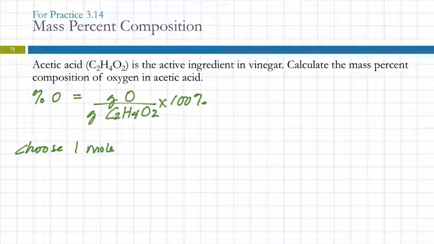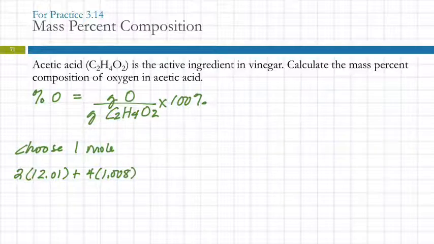So that's just the calculation we learned how to do. 2 times 12.01 plus 4 times 1.008 plus 2 times 16. My calculator is showing me 60.052. That's the mass of 1 mole.